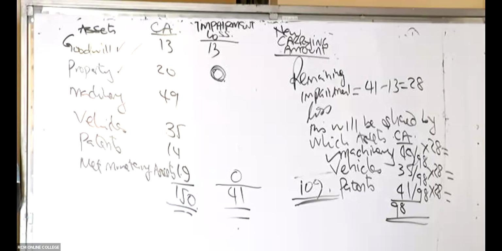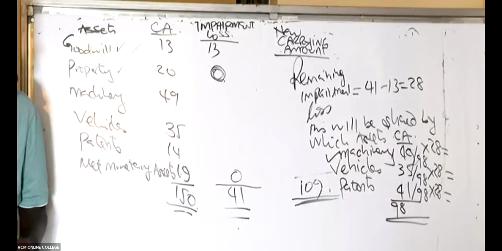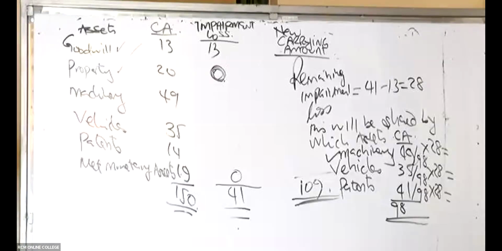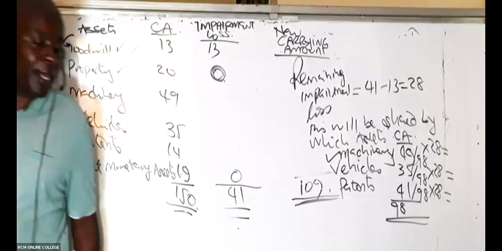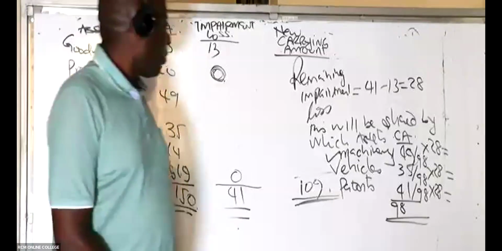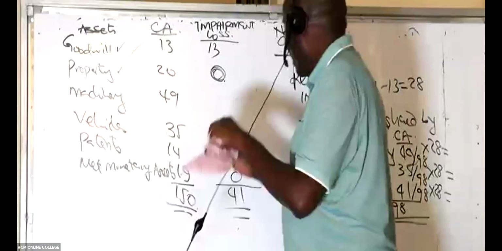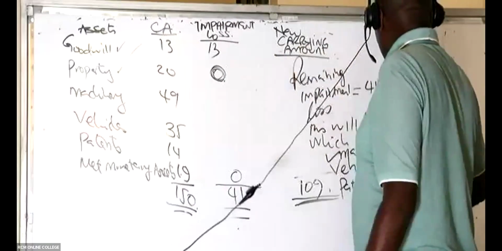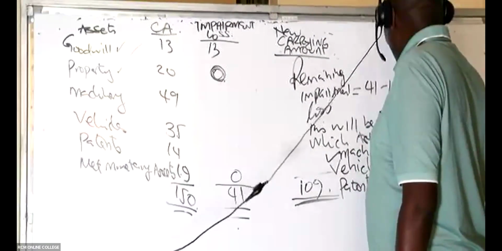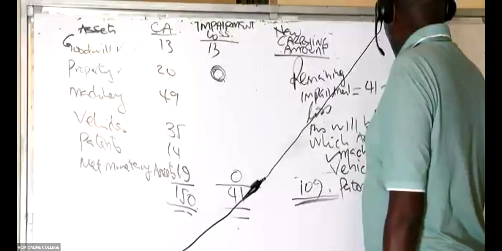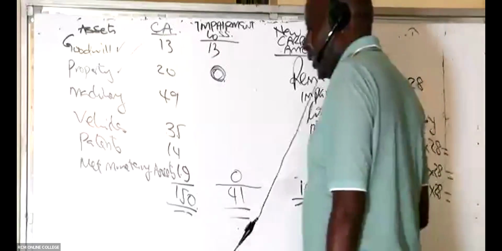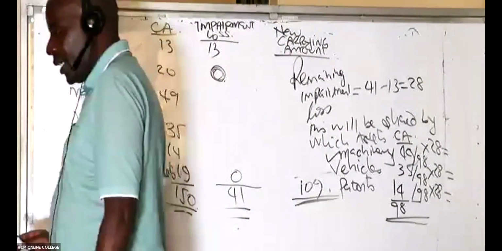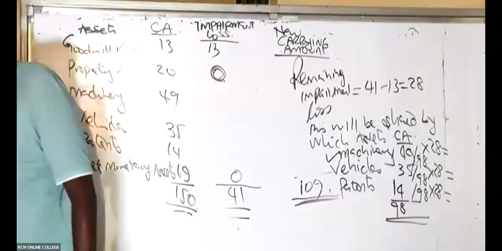My patent is supposed to be what now here? My patent is 14. Patent is 14, not 41. So will this still remain 98? Oh yeah, thank you very much.